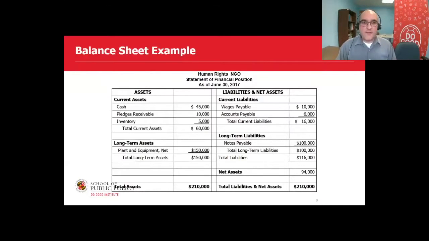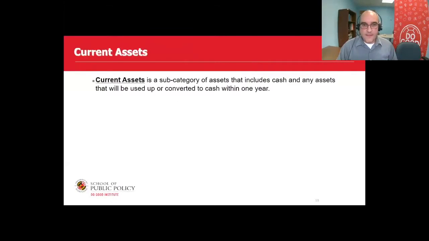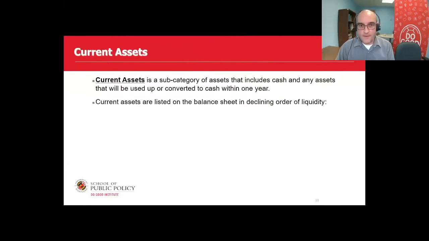Let me back up a little bit here. One more thing to note about assets and liabilities is that both groups of entries in the balance sheet are separated into current and long-term subcategories. On the asset side, current assets include all types of assets, including cash, but including all other types of assets that might be converted to cash or otherwise used up within a given year.